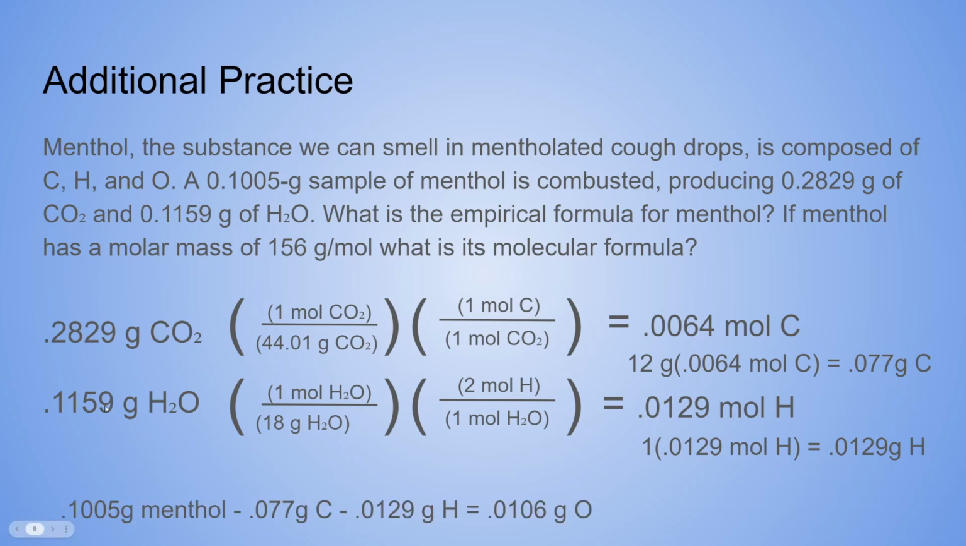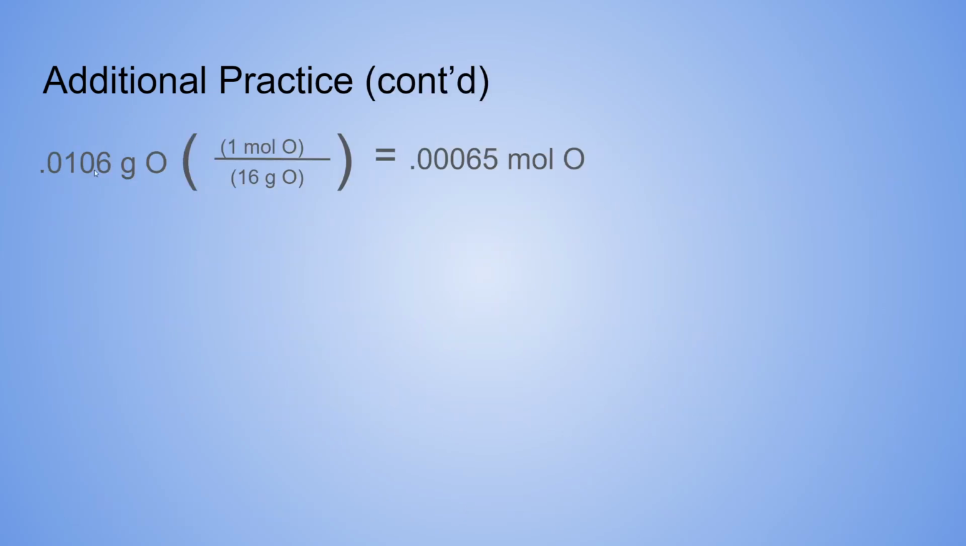And we're going to use that, and we're going to go 0.1005 grams of menthol minus the grams of carbon minus the grams of hydrogen, which is going to give us the grams of oxygen. So that was our unknown, and now we can use that to solve for the moles of oxygen. So we take our grams of oxygen and we divide it by 16 because that is the atomic mass of oxygen. And that's going to give us 0.00065 moles of oxygen. Now, that is our smallest number. So you know what we're going to do next.